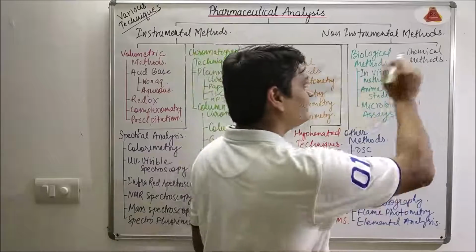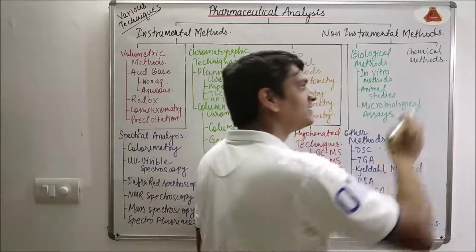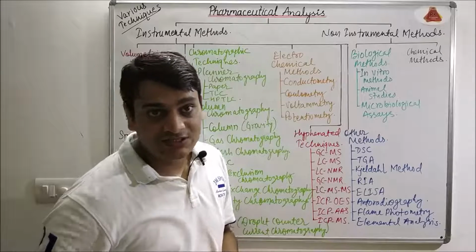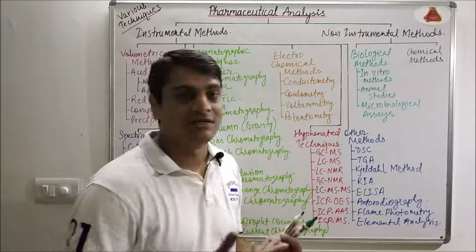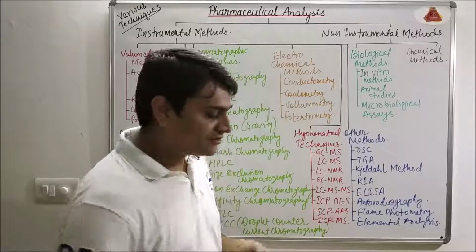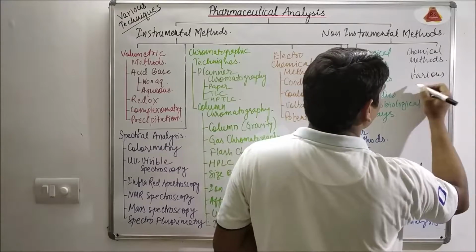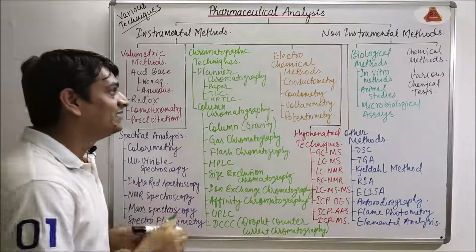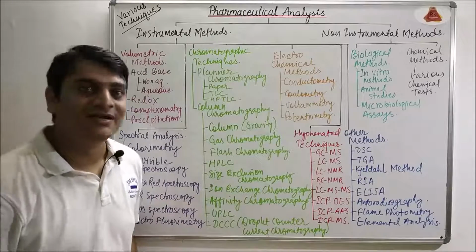Next one is chemical methods. Under chemical methods we can do many chemical tests, like chemical tests for phenols, chemical tests for glycosides, chemical tests for alkaloids, etc. So these are the details about various analytical techniques under pharmaceutical analysis.